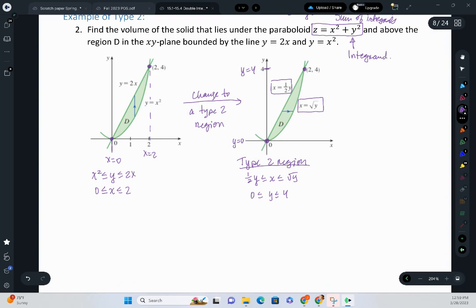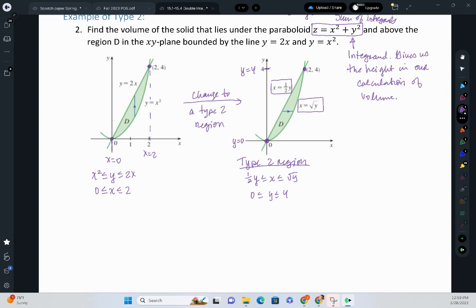That's the thing that gives us the height in our calculation of volume. So this gives us the height in our calculation of volume. And then the dx and the dy give us the area. So we'll have a height times an area, that's going to give us volume.